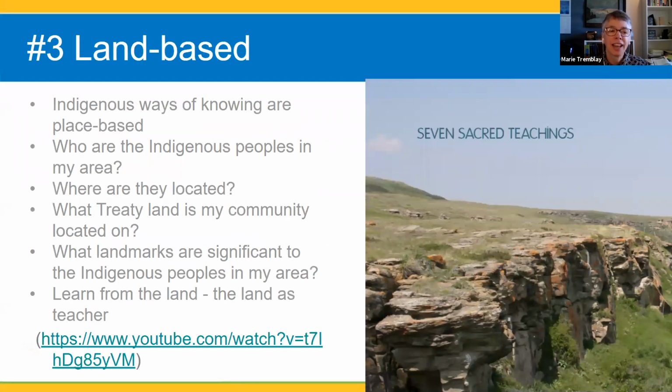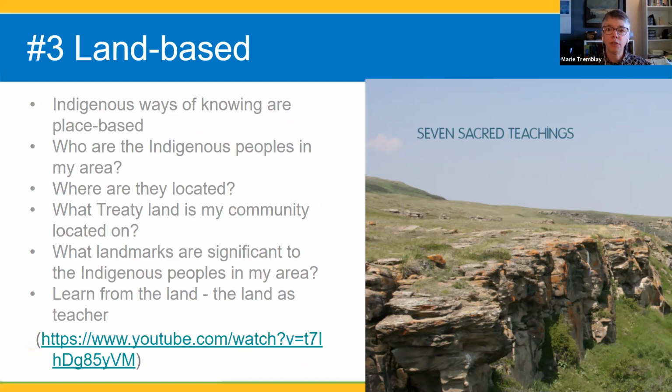Number 3, land-based. As Donna so nicely explained to us, Indigenous ways of knowing are really based and tied to the land. And so what a great place to start by just looking around us at what's going on in our local community and our local ecosystems.